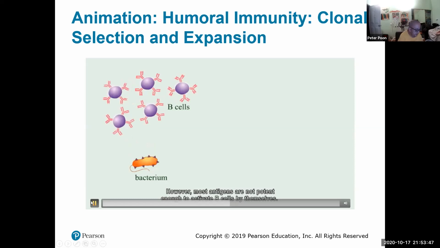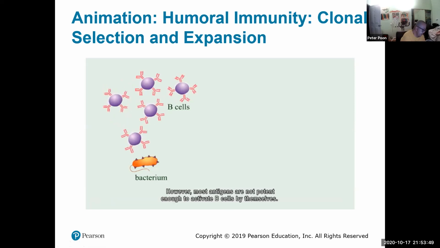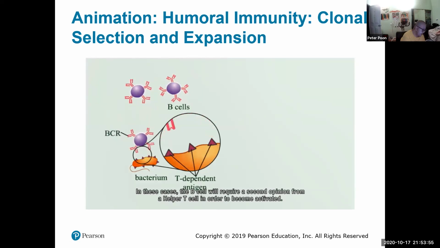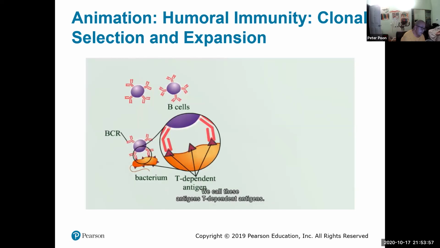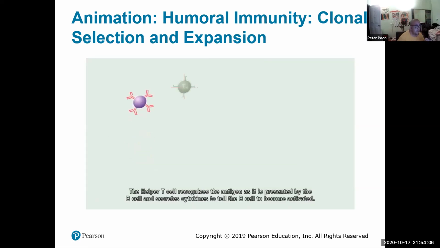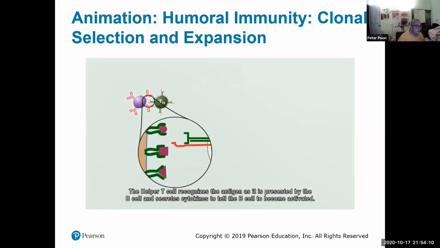Most antigens are not potent enough to activate B cells by themselves. In these cases, the B cell will require a second opinion from a helper T cell in order to become activated. We call these antigens T-dependent antigens. The helper T cell recognizes the antigen as it's presented by the B cell and secretes cytokines to tell the B cell to become activated.